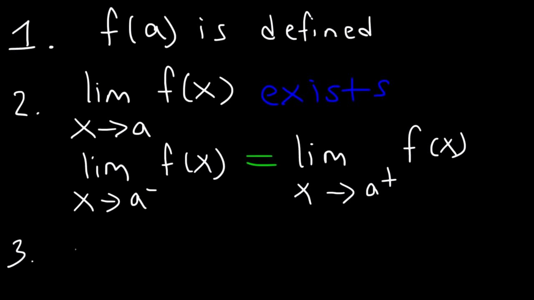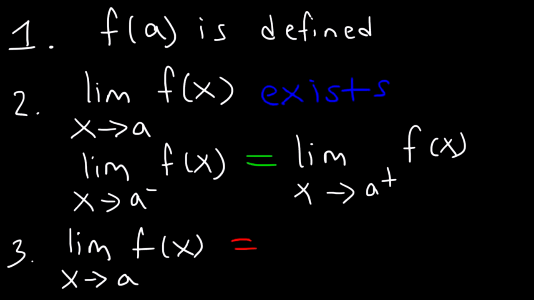Now, the third step is to show that the limit as x approaches A from either side of f of x is indeed equal to f of A. So that's the three-step continuity test. So let's go ahead and apply it with a certain example.